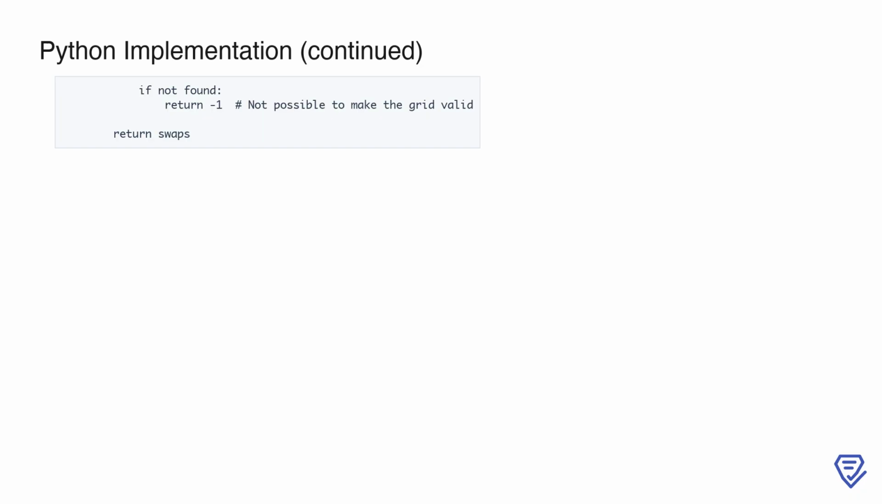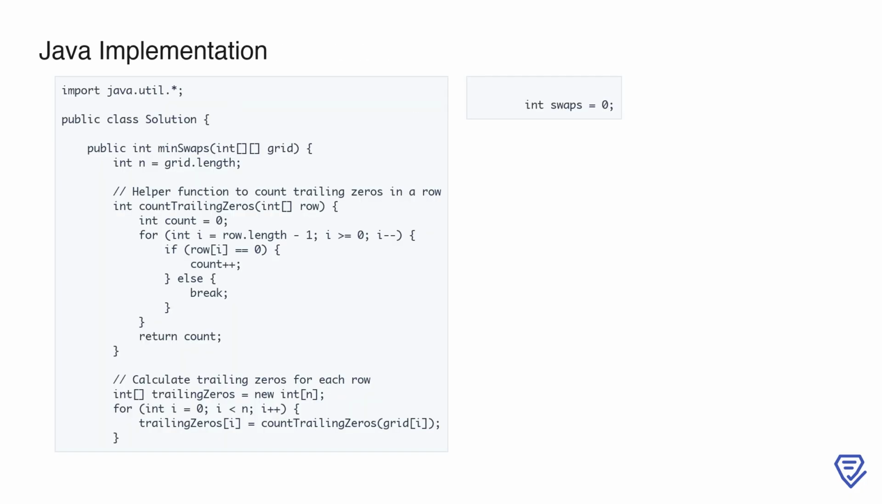This approach ensures that the grid is validated systematically, and we minimize the number of operations needed to arrange it. By carefully managing the trailing_zeros list and updating it as we go, we maintain an efficient solution that solves the problem within the constraints. Here, we begin by importing the necessary Java utilities and defining our class.